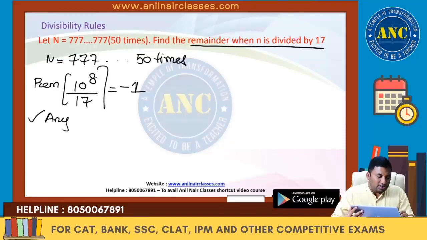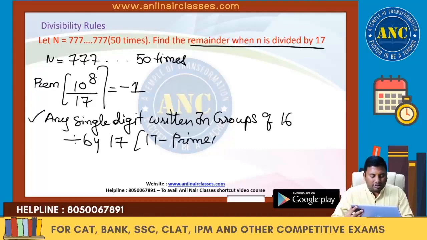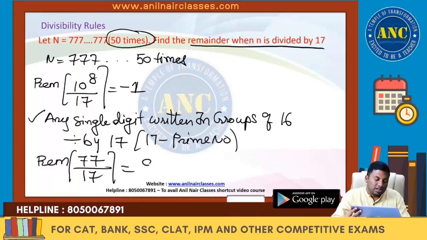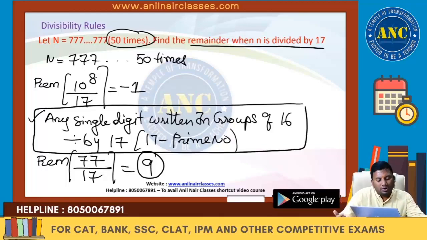First conclusion is any single digit written in groups of 16 is always divisible by 17, because 17 is a prime number. So in groups of 16, 16 threes are 48, remaining is 2. 77 divided by 17, 17 fours are 68, remainder is 9. Any single digit written in groups of 16 is always divisible by 17. 17 is a prime number. I hope the idea is clear.